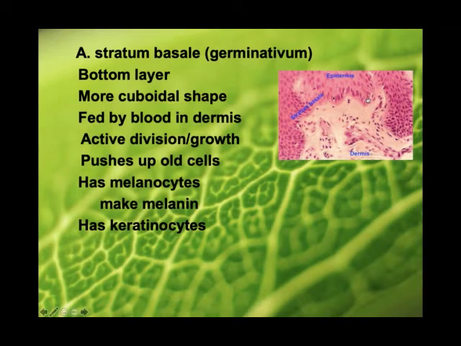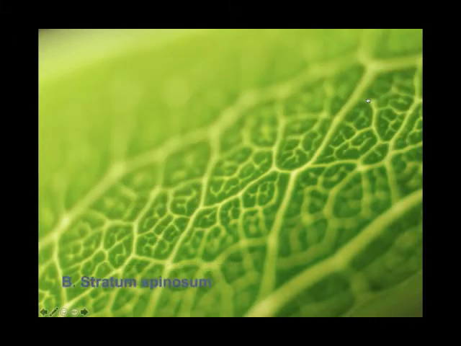It also has something called keratinocytes, and these cells make keratin, which eventually, as the cells die, becomes hardened, and it also gives waterproofing to the body. So all of those are kind of hanging out in the stratum basale layer.